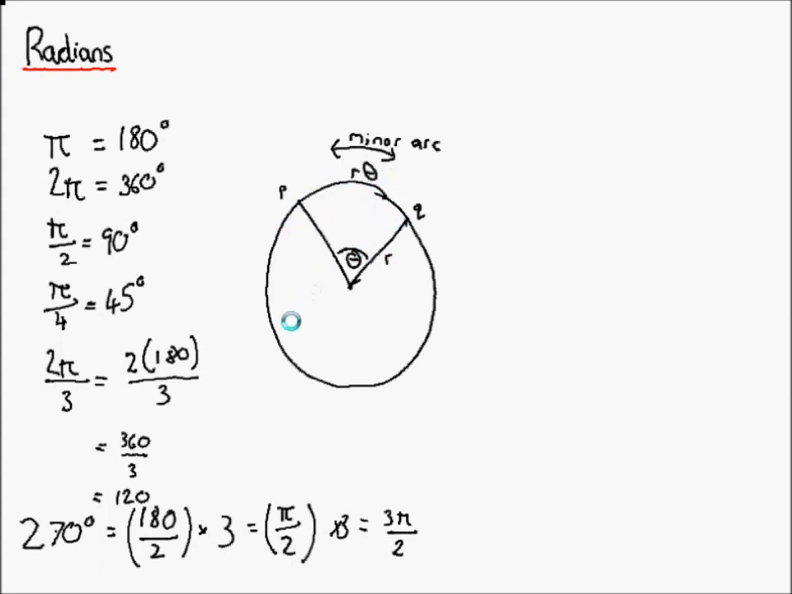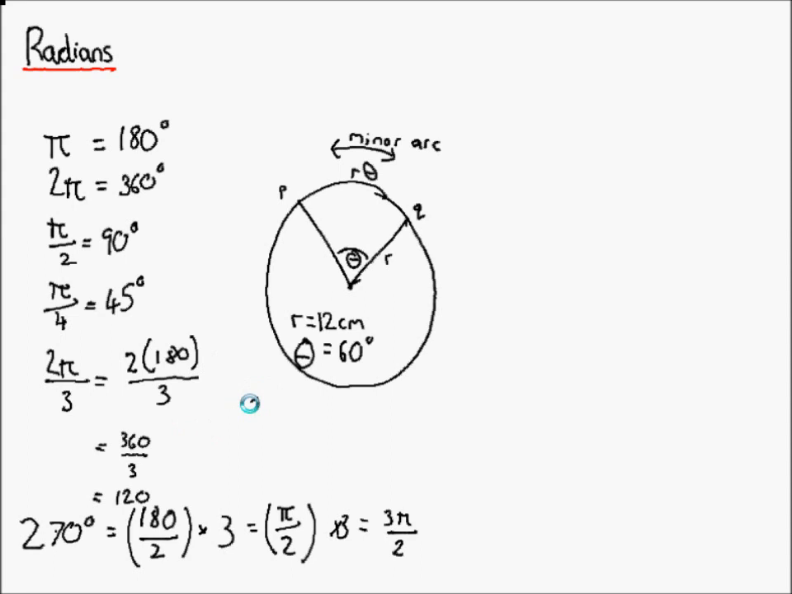So let's say the radius of this circle is 12 centimeters, and theta is equal to 60 degrees. Find r theta. Now you may be quick to think 60 times 12, 720, but no. We've got to convert this to radians.